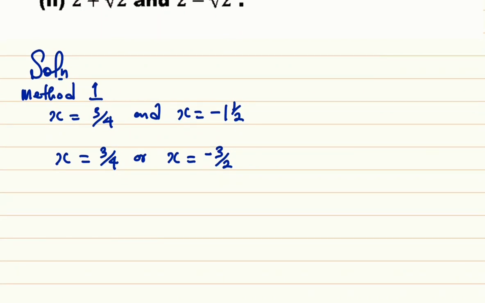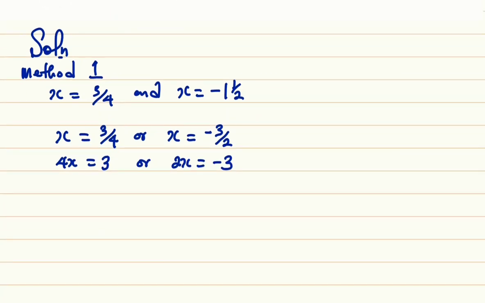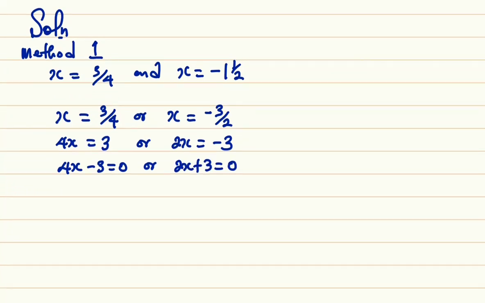Now, the next thing I will do is cross multiply in each case. Cross multiplying here, I'm going to have 4x equals 3. The same thing here, I'm going to have 2x equals minus 3. Then I'll collect terms and rearrange so that we have 4x minus 3 equals 0, or 2x plus 3 equals 0. Now these are factors that are found from the given roots.